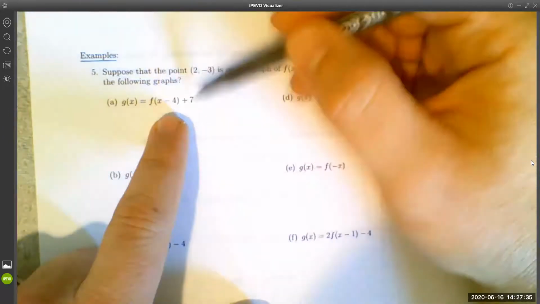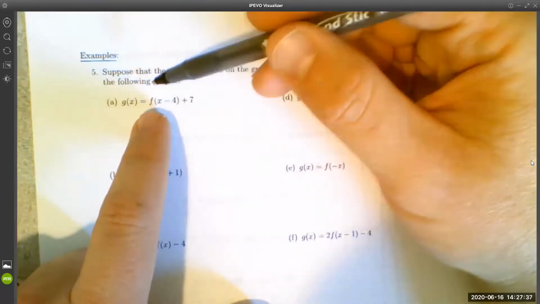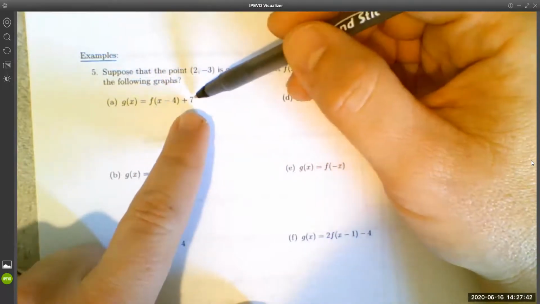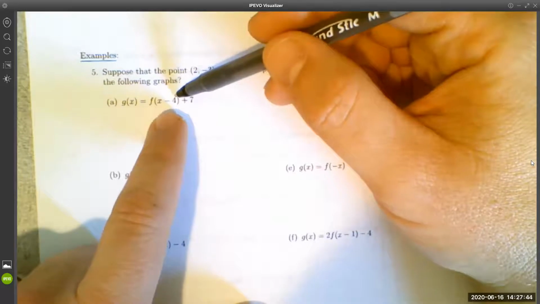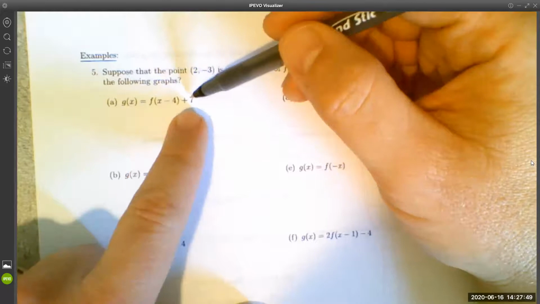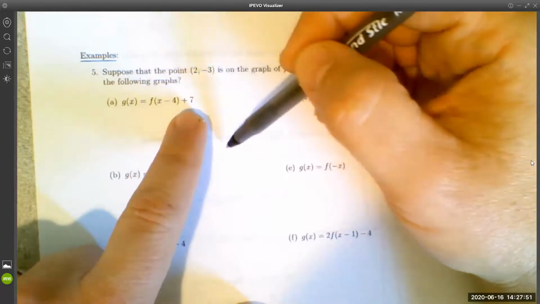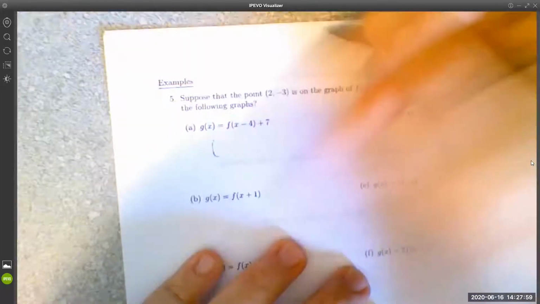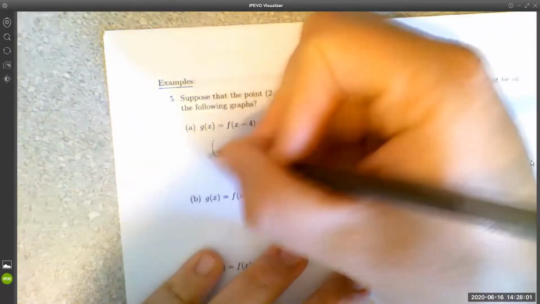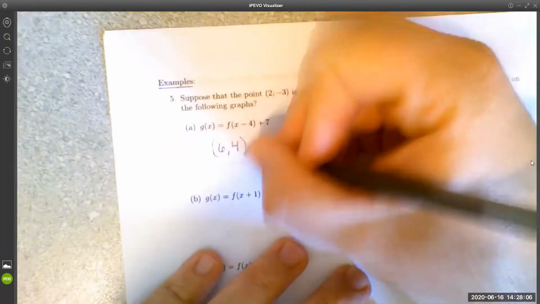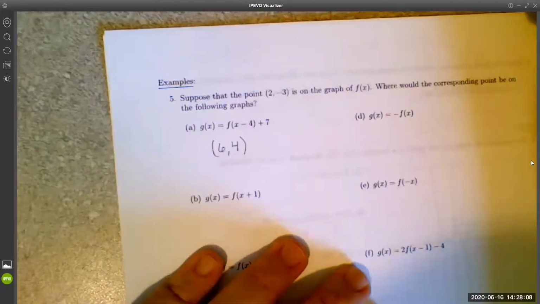So this function is going to shift the parent graph of f 4 units horizontally and 7 units vertically. So we're going to add 4 to the x coordinate so that it moves 4 units to the right. And then we're going to add 7 to the y coordinate so that it moves 7 units up, right? So if the point we're starting with is (2, -3), then the point we land on is going to be (2 plus 4, -3 plus 7). So that's where the point lands.